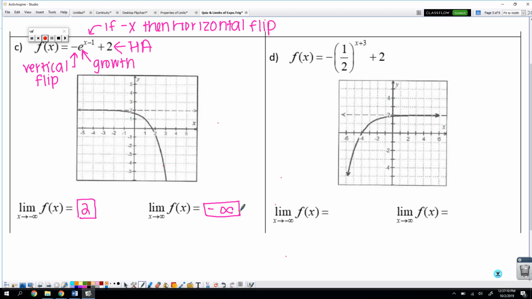Now for the next one, I'm not going to label everything since we've been talking about it, but it says negative infinity. So as I move to the left, this one is going to negative infinity. And as I move to the right, this one's going towards the asymptote, which is 2. Okay?